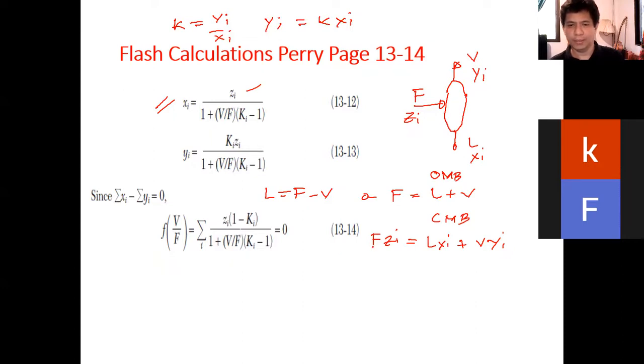So, sulat na natin. F Z sub I. Yung L, palitan natin ng F minus B. Hanggang niyo pa ba ito? X sub I. Ganun. Tapos yung Y sub I, palitan natin ng K X sub I. So we have K B X sub I.